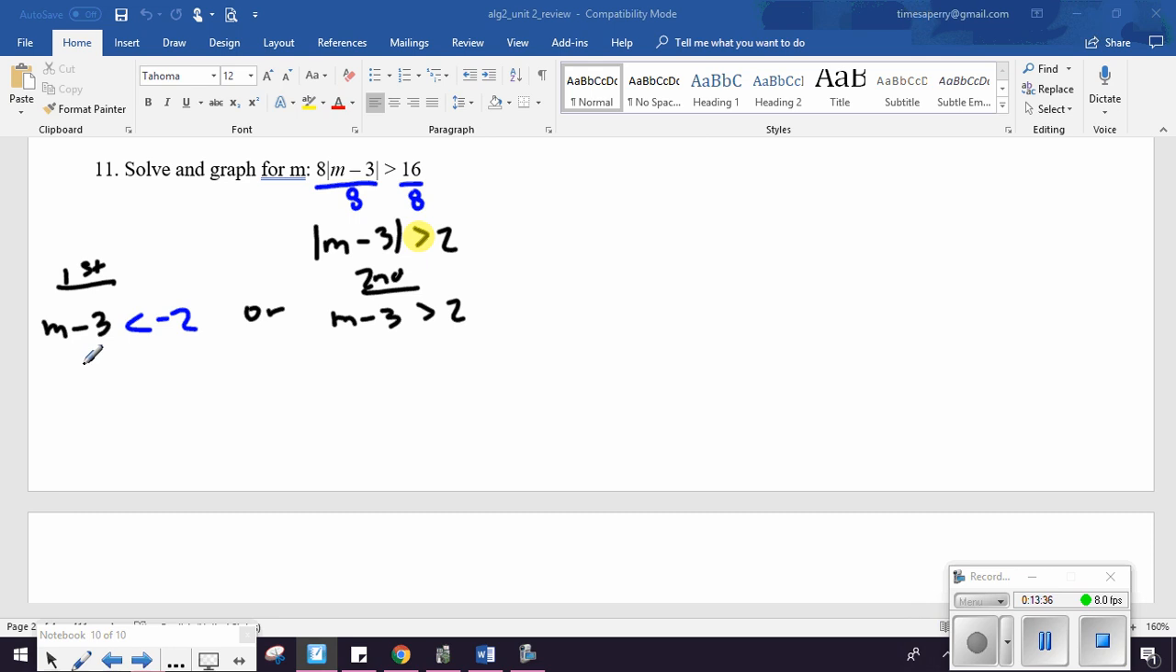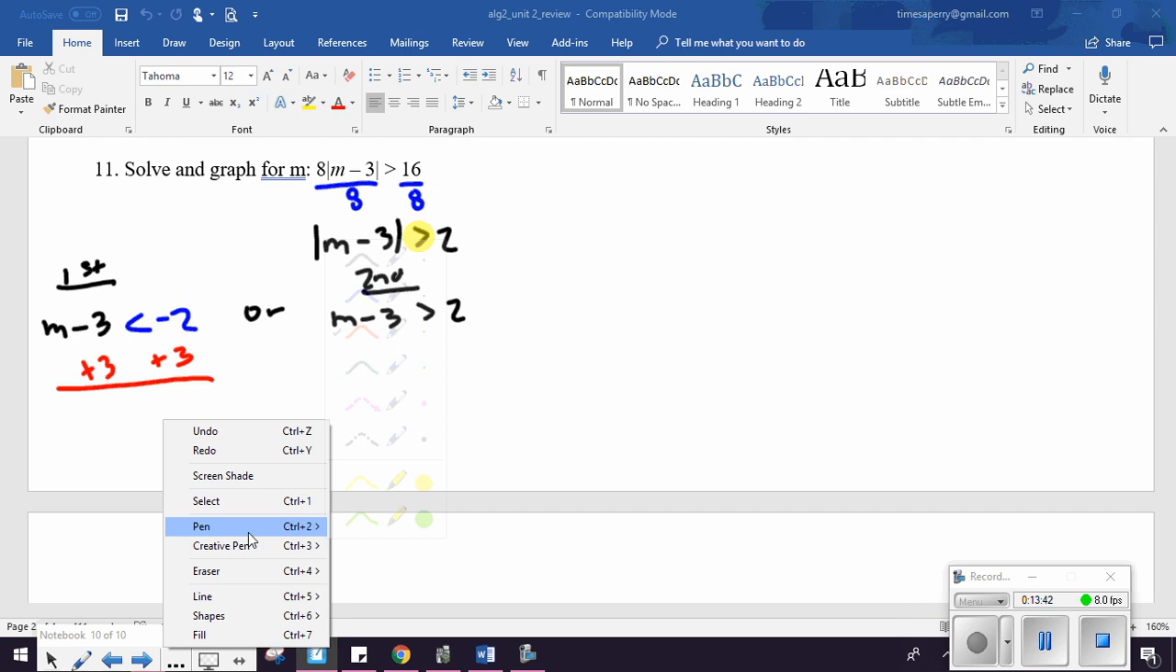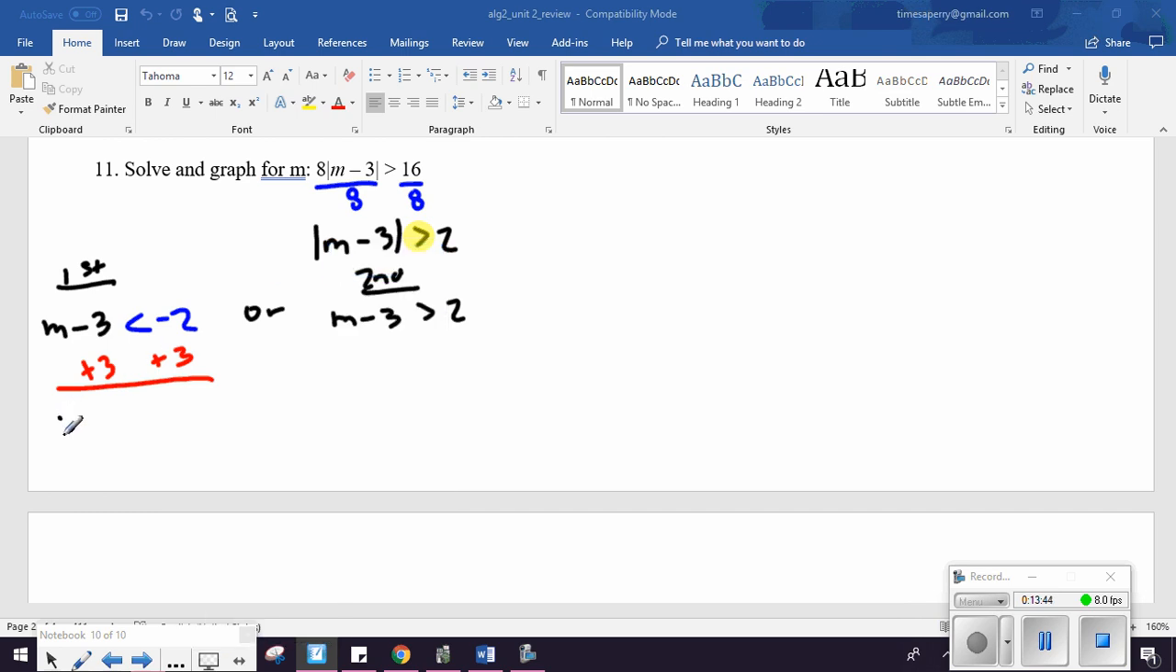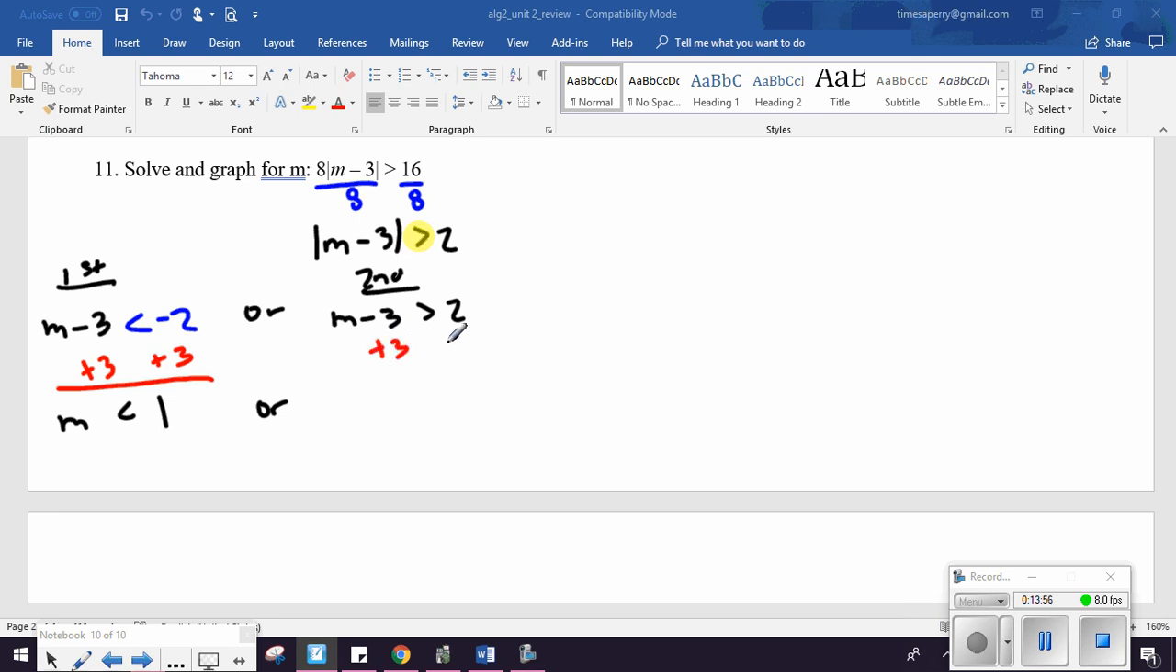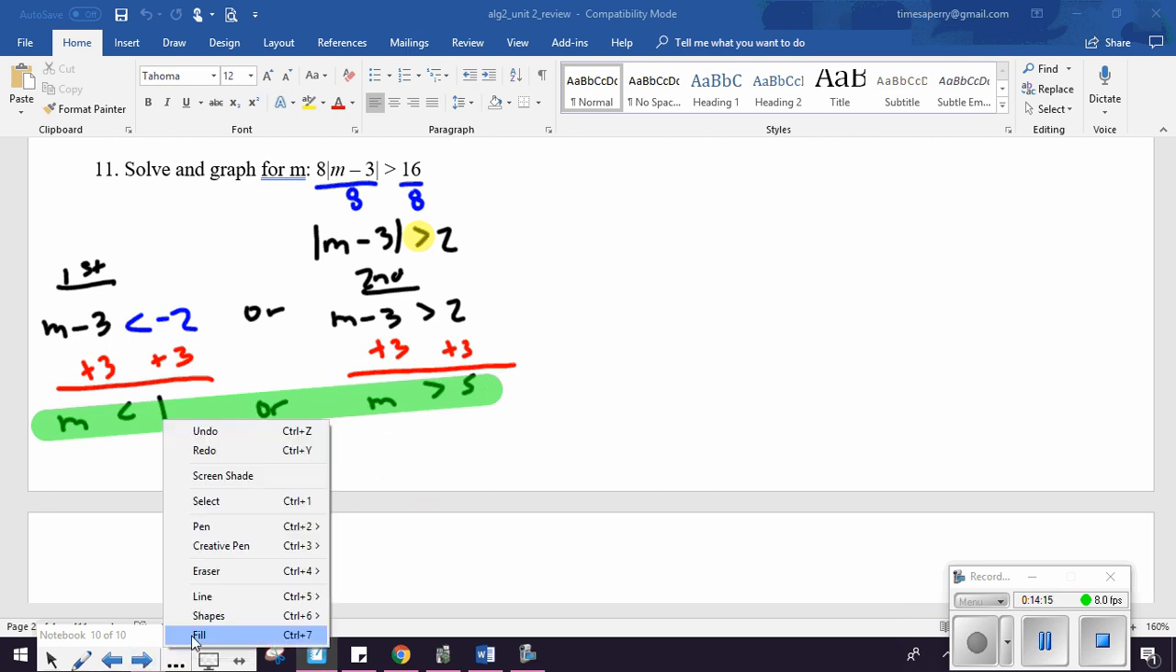Now solve it. So I would add 3 to both sides here. So m is less than 1, or on the other side, I would also add 3. And you get m is greater than 5. So these are our solutions. Again, or doesn't mean you have a choice. You have to do both.